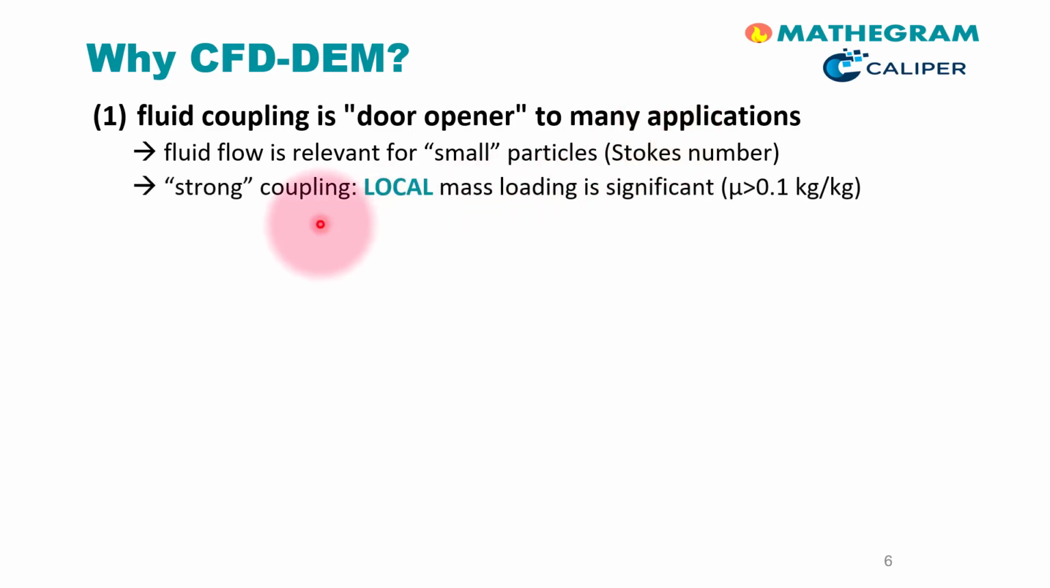The second criterion is that a strong coupling between the two phases exists. This means that the local mass loading of the dispersed phase, i.e. the particles, is significant. Typically, we are talking about a local mass loading mu of larger than 0.1 kg particles per kilogram fluid. Note that the local mass loading in a flow situation may be significantly larger than the global one. Particles are not always homogeneously distributed.